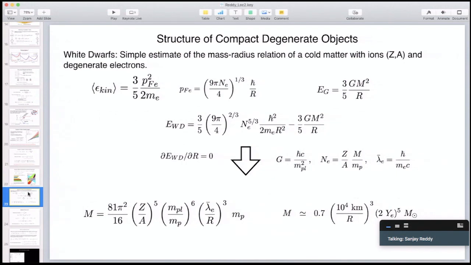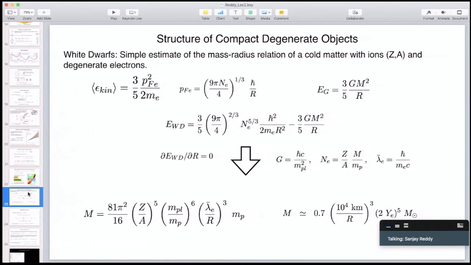So if I was to ask you to estimate the size or the mass-radius relationship of a white dwarf, what would you do? You would start by first saying, well, my white dwarf is a compact star at very low temperature, so I can ignore the temperature. And it's a state of matter in which you have ions, some kind of nucleus, maybe we can think of this as an iron white dwarf made of iron nuclei and degenerate electrons. And you know that the ions are heavy. They don't contribute much to the increase in energy if you were to compress the system.